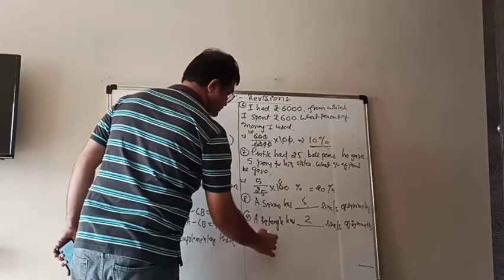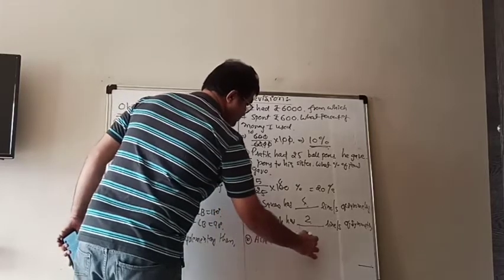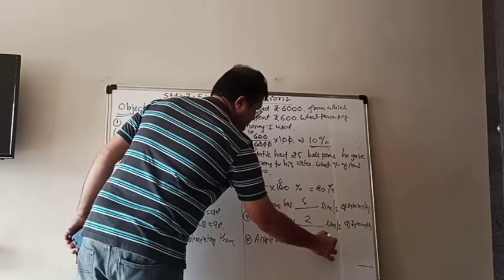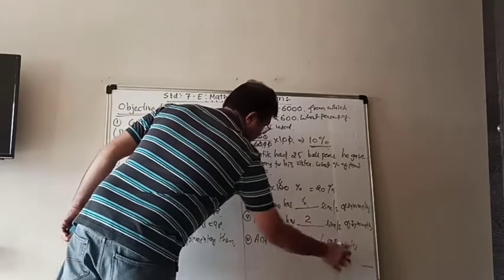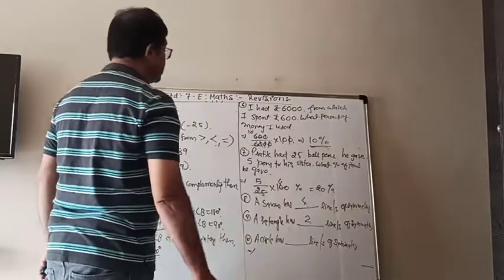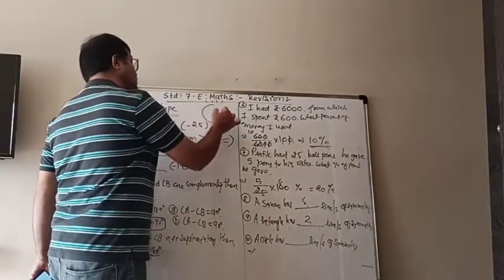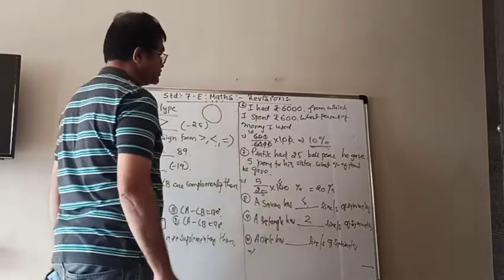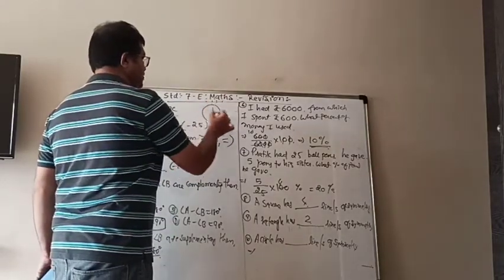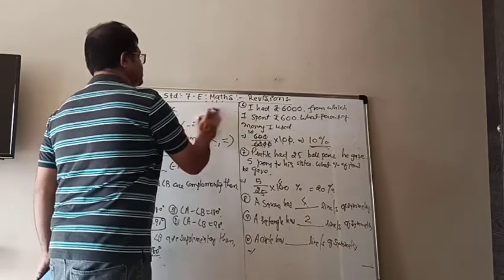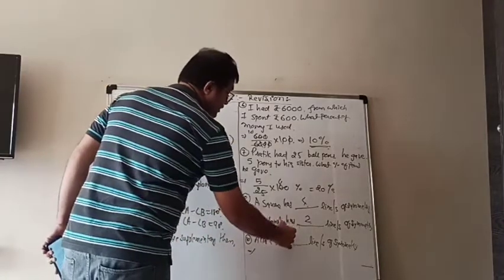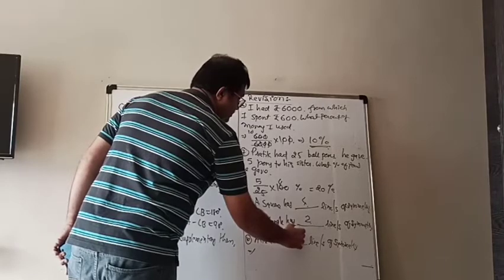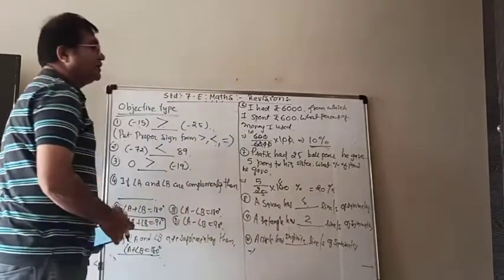A circle has dash line or lines of symmetry. Now we learn about the circle. The circle is the most symmetric figure because anywhere you draw the diameter, it is the same. It means that it has unlimited or infinite lines of symmetry.